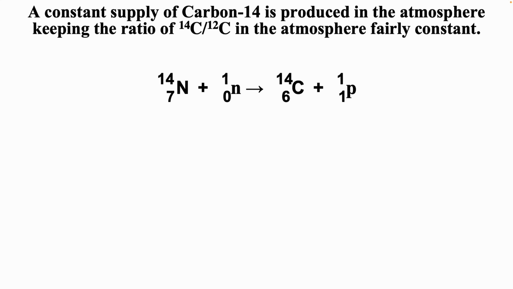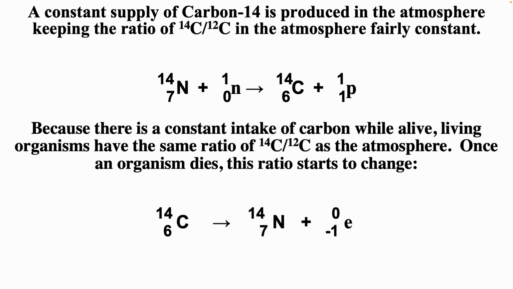And so for carbon-14, a constant supply of carbon-14 is produced in the atmosphere, keeping the ratio of carbon-14 to carbon-12 in the atmosphere fairly constant. And so it's produced by nitrogen getting hit by a neutron, forming carbon-14 plus a proton. Now, because there's a constant intake of carbon while alive, living organisms have the same ratio of carbon-14 and carbon-12 as the atmosphere. Once an organism dies, this ratio starts to change.